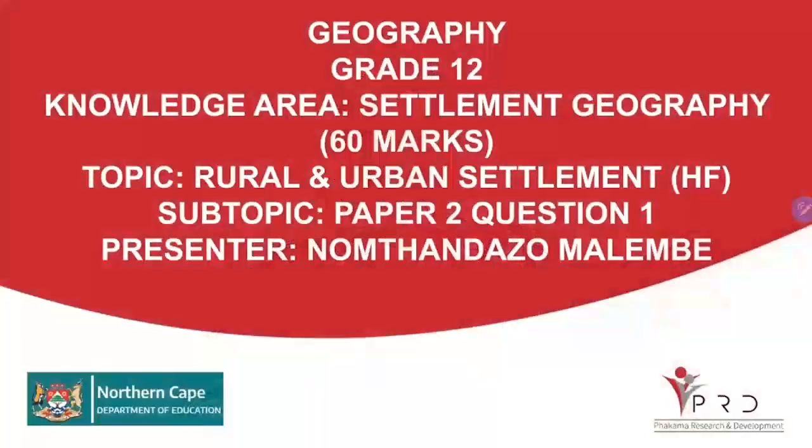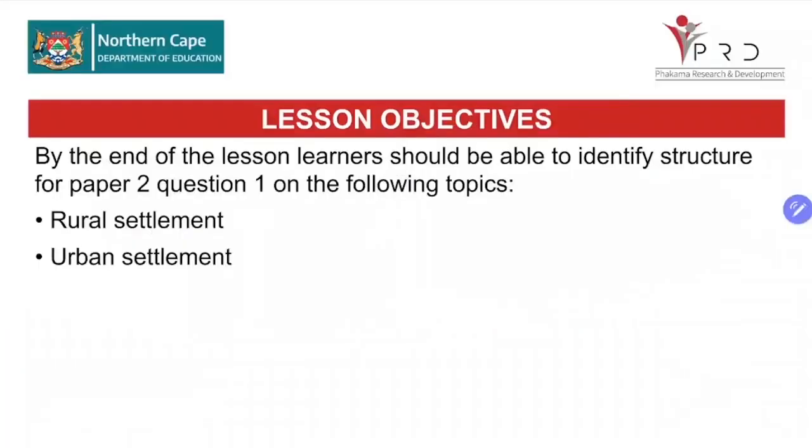Today, we are focusing on the revision paper 2. We will be focusing on question 1. But before we start with our revision, I just want us to go through our lesson objective today as we are focusing on paper 2, question 1, which is your settlement geography. We're going to look at the rural settlement as well as the urban settlement.